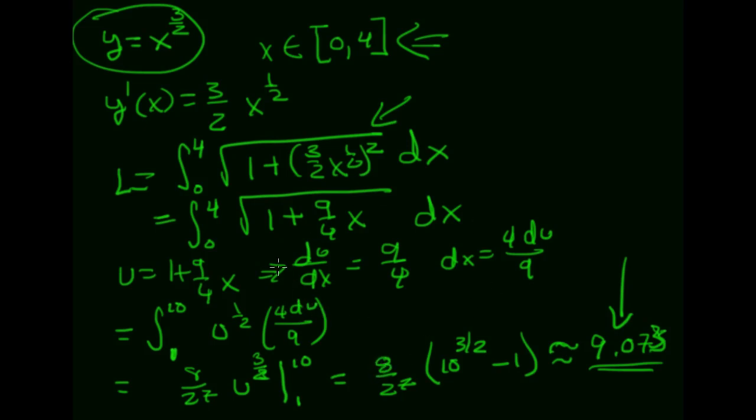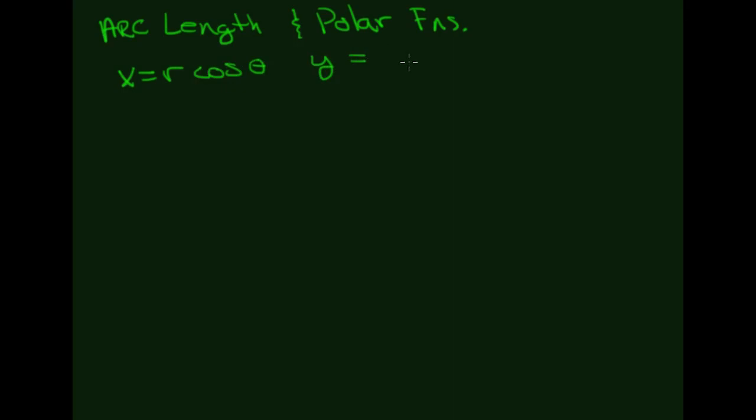All right, so we've dealt with vector valued functions, parametrics, and rectangulars. We still have to deal with arc length and polar functions. Okay, so let's look at arc length and polar functions. Recall that x is r cosine theta and y is r sine theta.